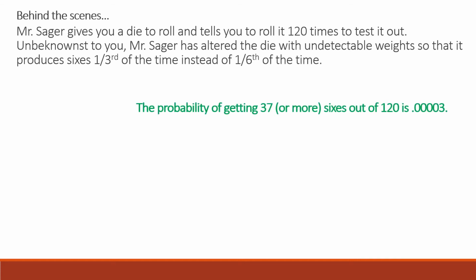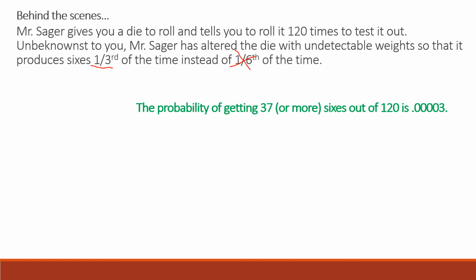The probability of getting 37 or more sixes out of 120 is the p-value. That's not correct, and the reason it's not correct is the only way that this is actually accurate is under the assumption that the null hypothesis is true and that this die is a fair die that's going to produce sixes 1/6 of the time. Now, it tells us in the problem that you don't know it, but I've changed this die so it's not producing 1/6 sixes, and instead it's producing 1/3 sixes.